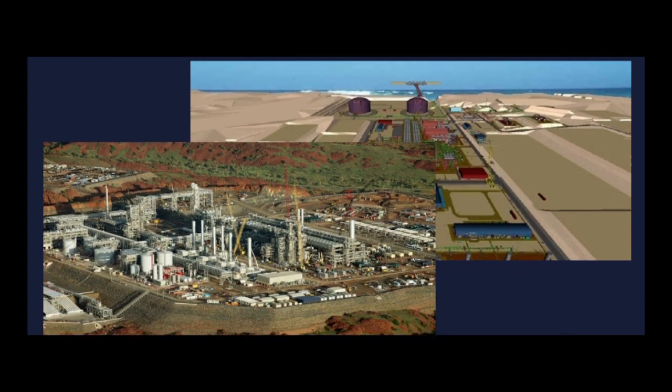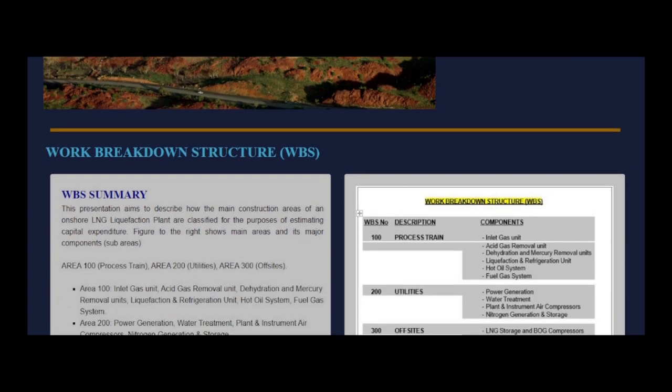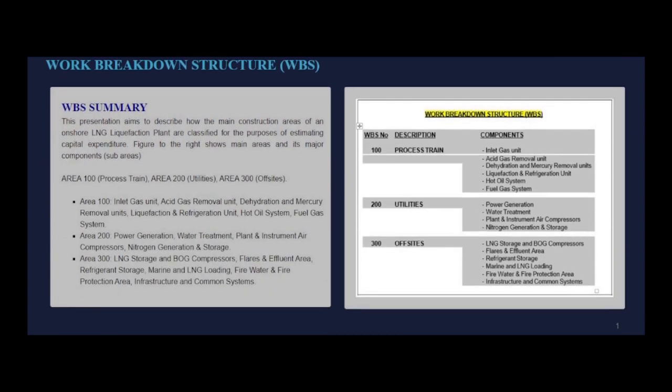Work Breakdown Structure Summary. This presentation aims to describe how the main construction areas of an onshore LNG liquefaction plant are classified for the purposes of estimating capital expenditure. Figure to the right shows main areas and its major components, subareas. Area 100, Process Train, Area 200, Utilities, Area 300, Offsites.